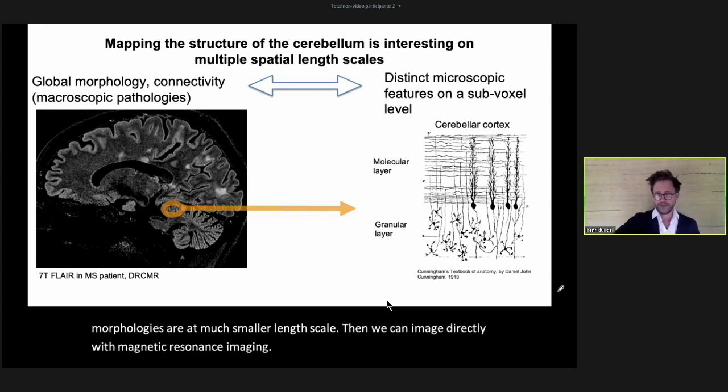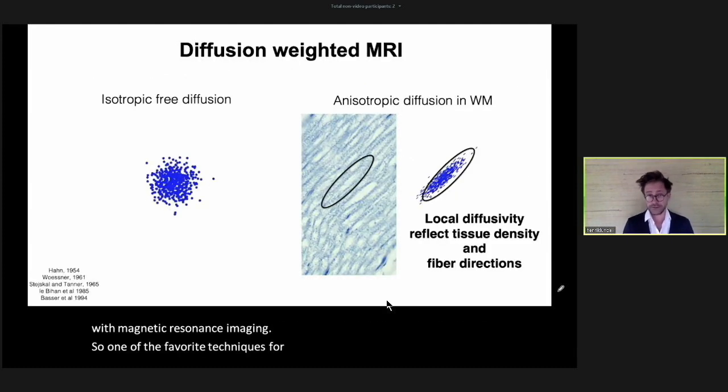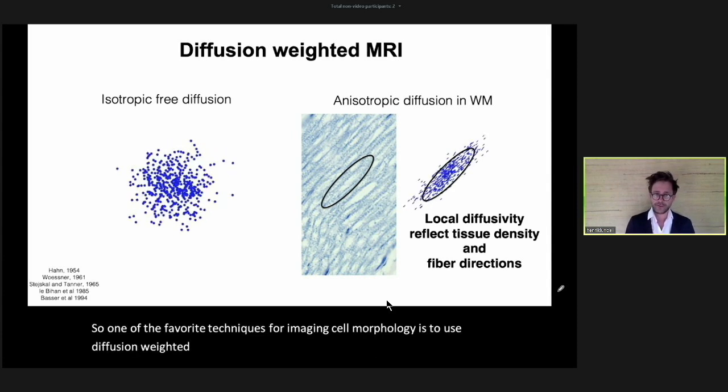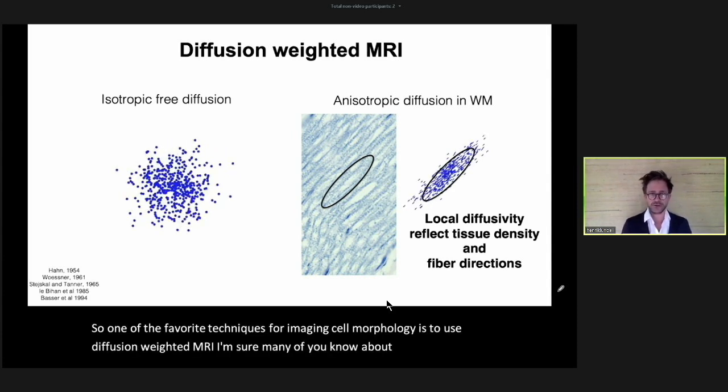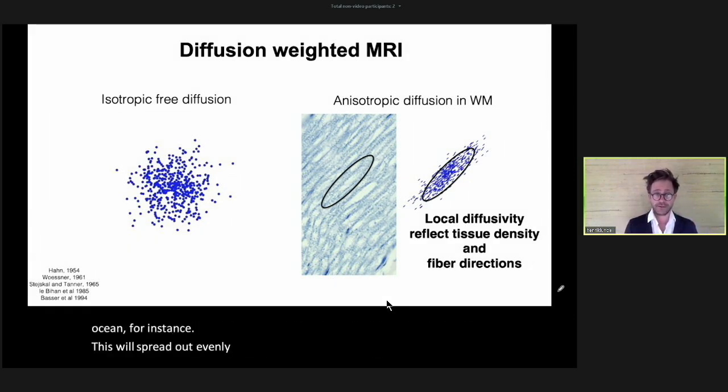So one of the favorite techniques for imaging cell morphology is to use diffusion-weighted MRI. I'm sure many of you know about this technique, but this is just a short cartoon showing the principle. If we look at isotropic free diffusion, that would be just a random Brownian motion of water molecules, in the ocean, for instance. These will spread out evenly over time and similarly in all directions. That's what we call isotropic.